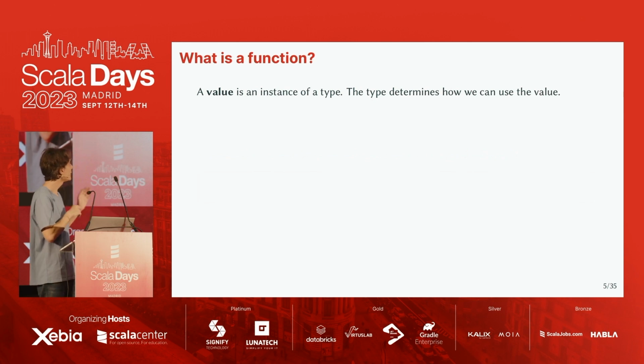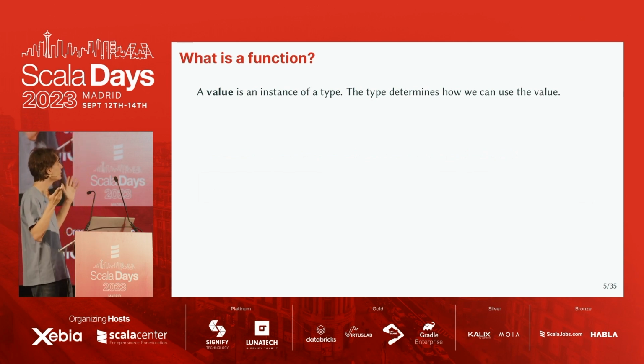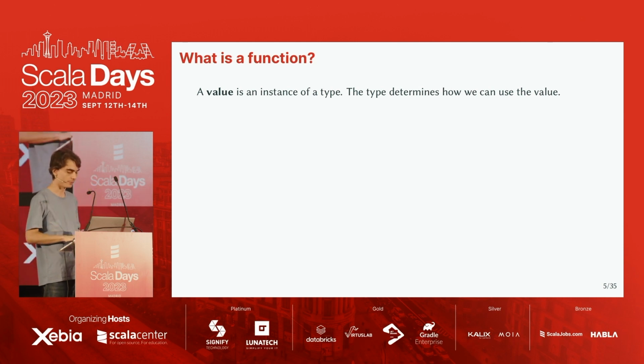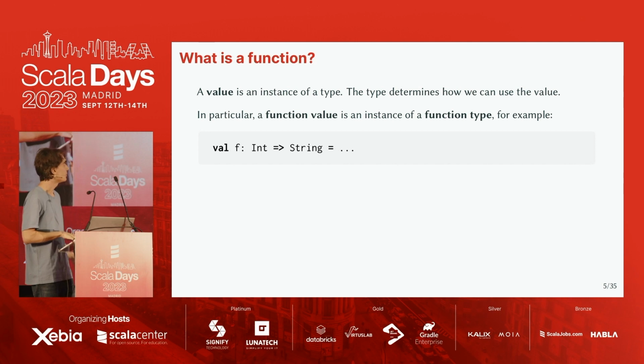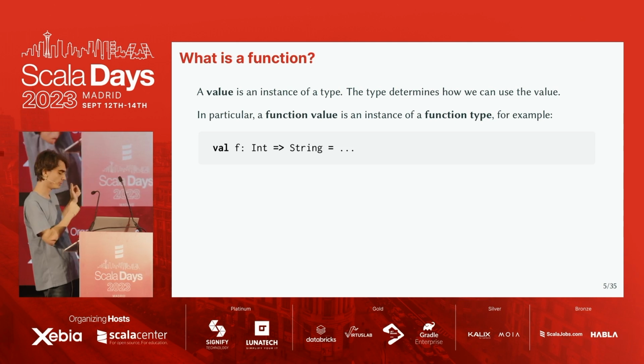And a method is different from a function because functions are values. So what's a value? A value is always an instance of some type, and the type tells you what you can do with the value. In particular, function values are instances of function type. So here, f is a function value because its type is the function type Int => String.